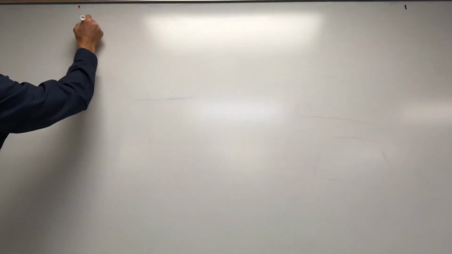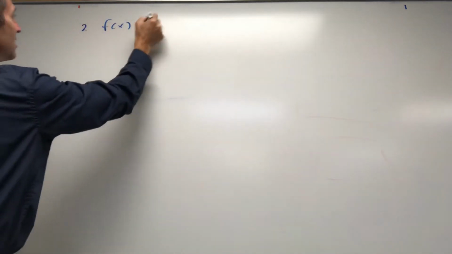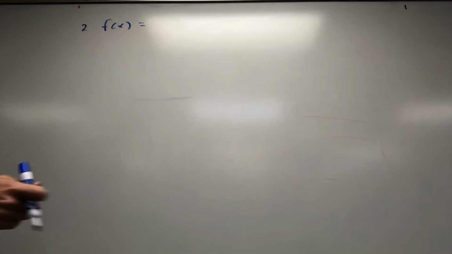All right, let's do another one. I think we've got the gist of it already. Let's do a second one. f of x equals (x minus 10) squared plus 8.